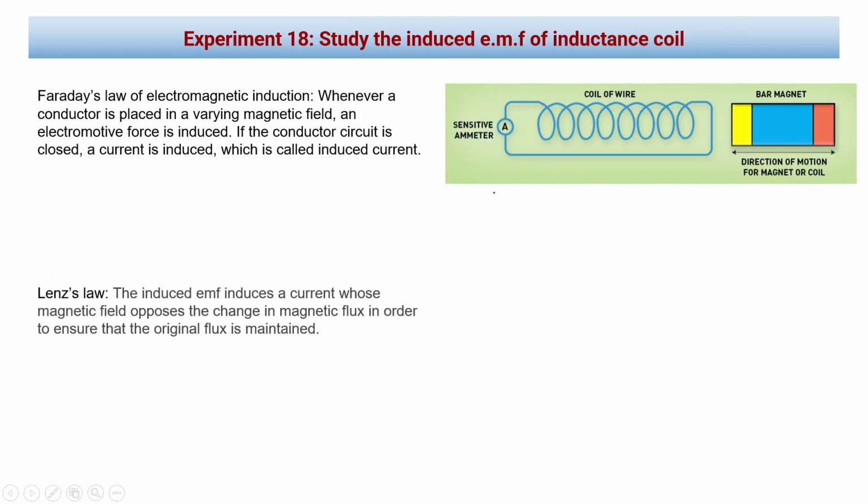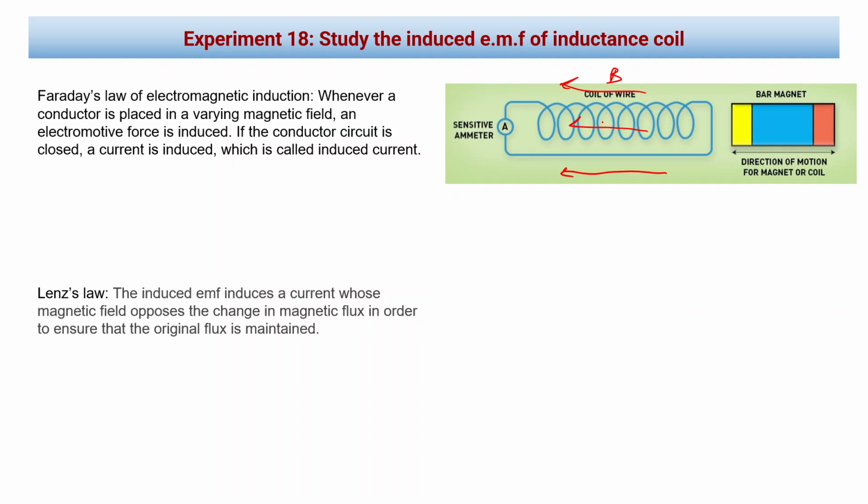Now we'll move towards another concept, which is the induced e.m.f. of an inductance coil. So we need to understand Faraday's law of electromagnetic induction for this. Faraday's law says that whenever a conductor is placed in a varying magnetic field, like say we have a source of magnetic field, and there is magnetic field throughout here. In this region there is magnetic field. When a conductor, this is a conductor, is placed in a varying magnetic field, an EMF is induced in the coil.